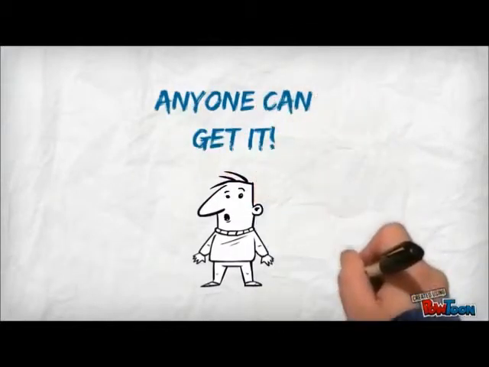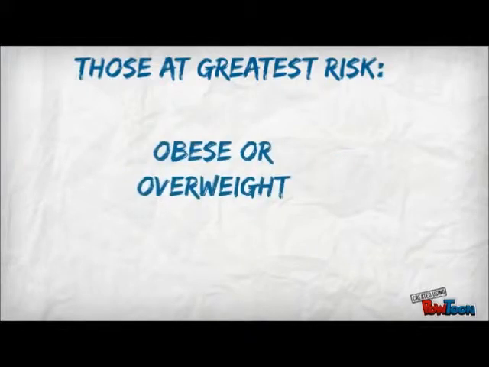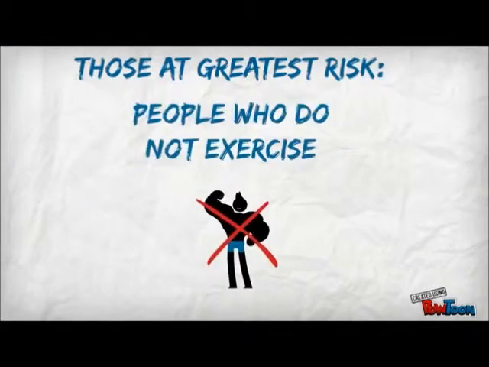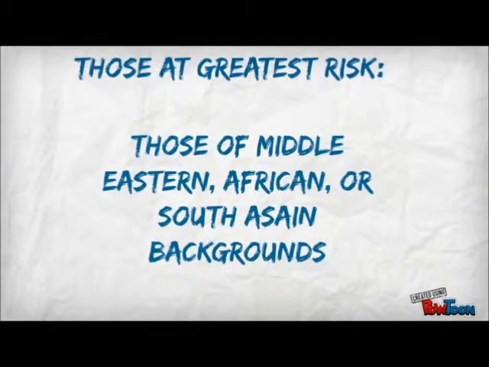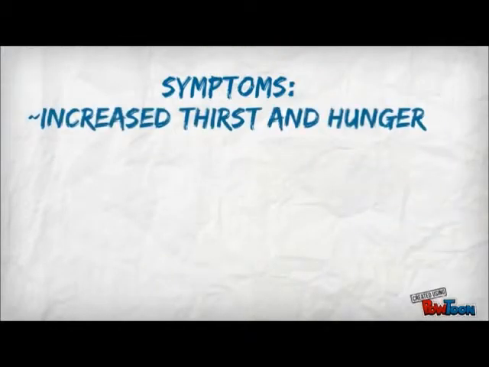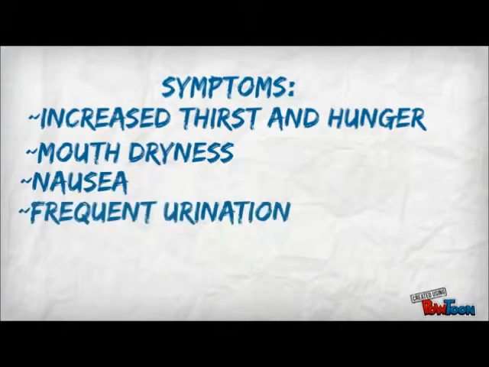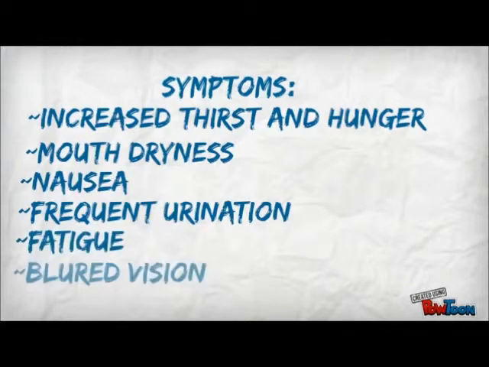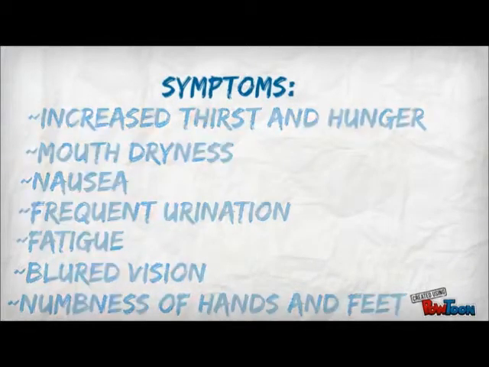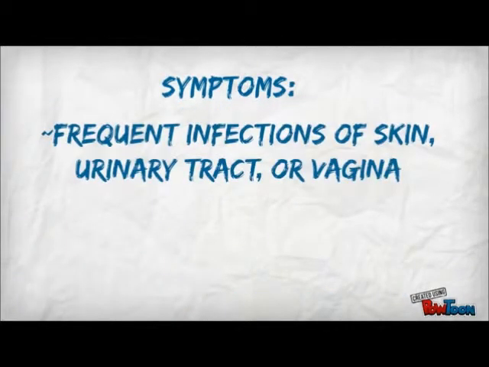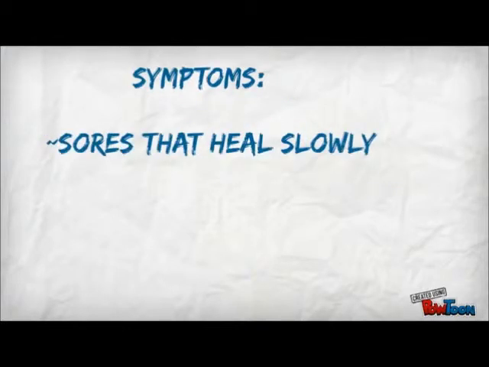Anyone can get type 2 diabetes, but people at greatest risk are those over age 45, obese or overweight, people who do not exercise regularly, men with low testosterone, those with a lot of belly fat or history of diabetes in the family, and people of Middle Eastern, African, or South Asian backgrounds. The symptoms of type 2 diabetes include increased thirst and hunger, mouth dryness, nausea and vomiting, frequent urination, fatigue, blurred vision, numbness of hands and feet, frequent infections of skin, urinary tract, or vagina, and sores that heal slowly.